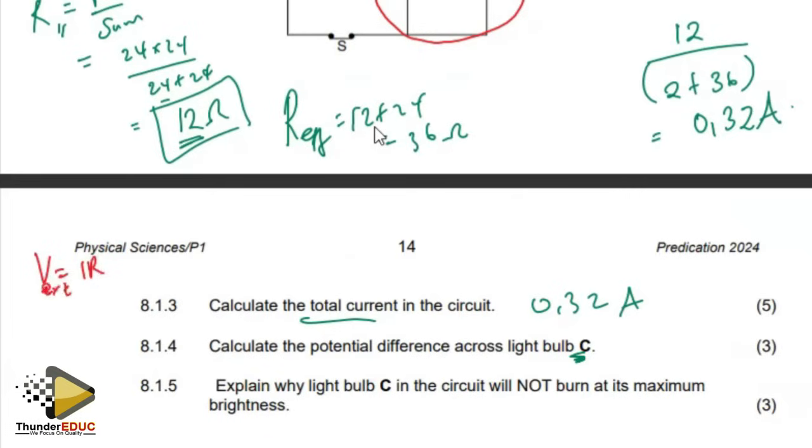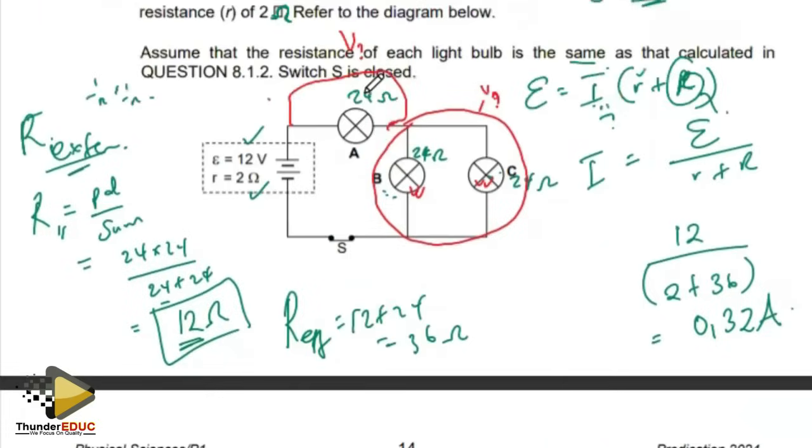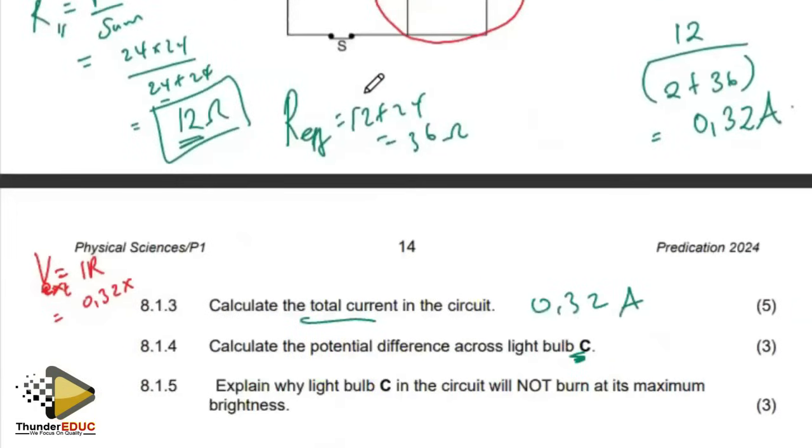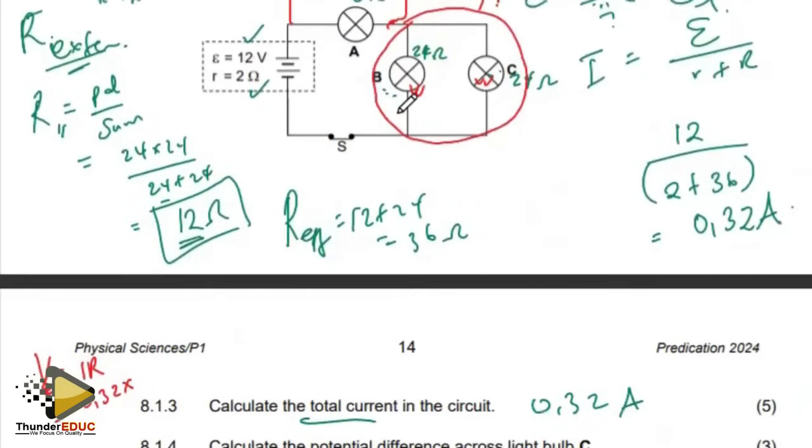Let me just get the external voltage. That's going to be the current, which is 0.32, multiplied by the resistance here. Total resistance was what? 36. Is it going to be 36? It's not going to be 36. How am I going to do that? Because they want the potential difference, which is the V.